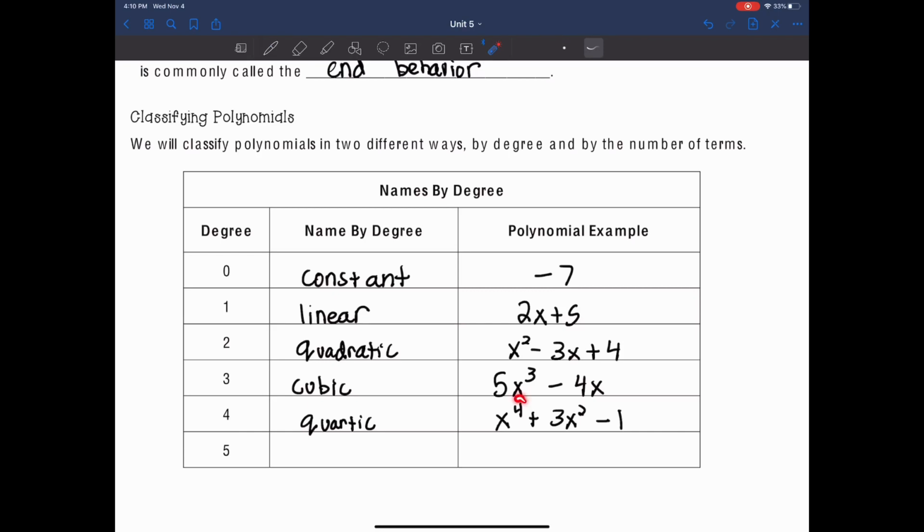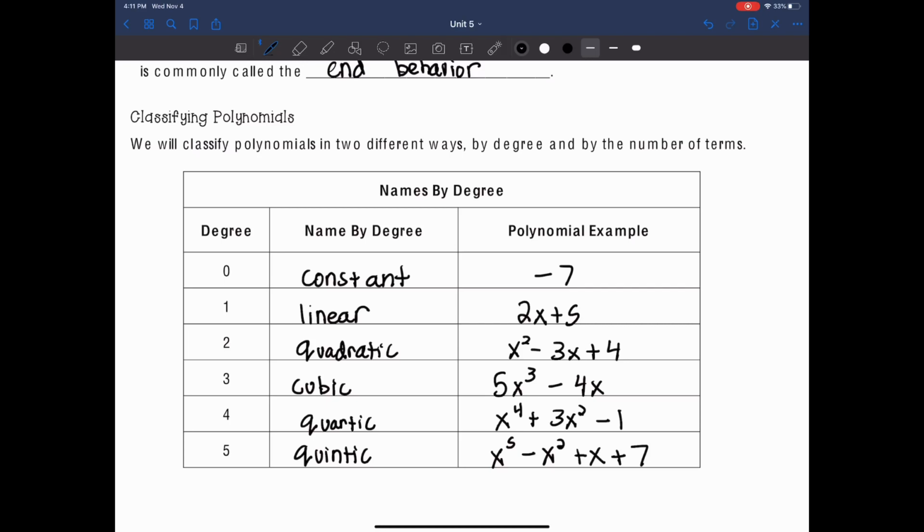The highest degree is a 4. Last but not least, let's look at a degree of 5. A quintic function is what we name a degree of 5. And a degree of 5 might look like this, x to the 5th minus x squared plus x plus 7. But obviously, there could be a number of different ones. That's just any old example that I could think of.